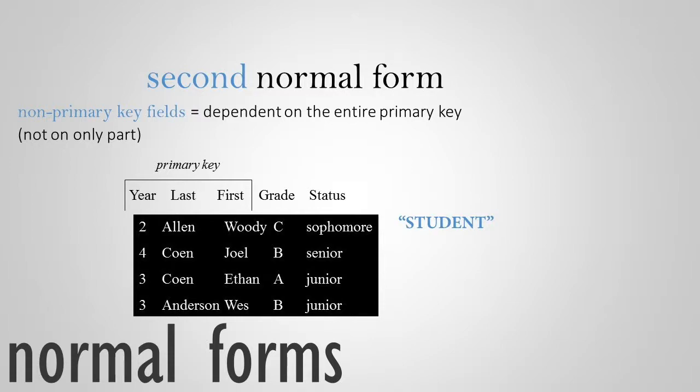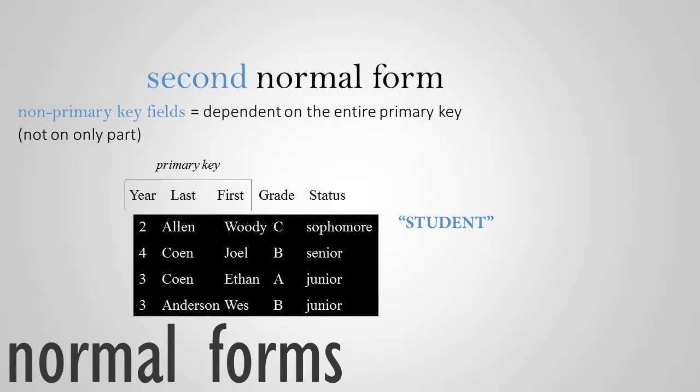In the slide that you see on the screen right now, we have not just their first and last name, but also their progress through college, the year that they are in school. So Woody Allen has been there the least amount of time, and Joel Cohen has been there the longest. Notice that grade, we'll assume this means GPA, is dependent on the student, but has nothing to do with their year in school per se. In other words, the link to what is important in this table is their first and last name. The year is going to keep changing, and that has nothing to do with, per se, their identity.